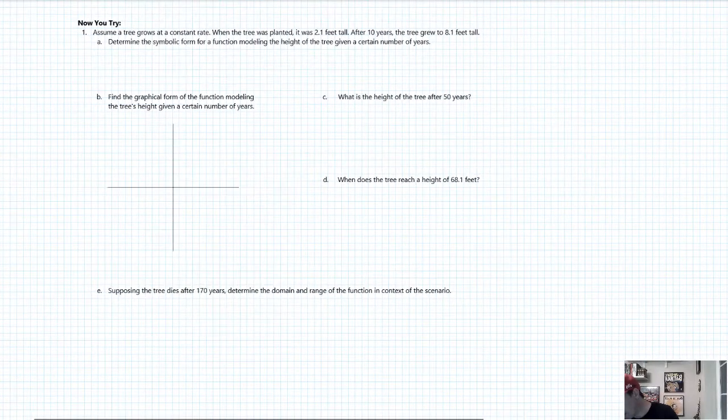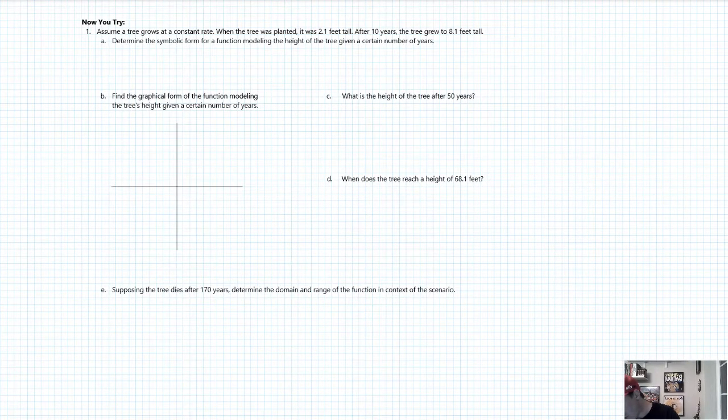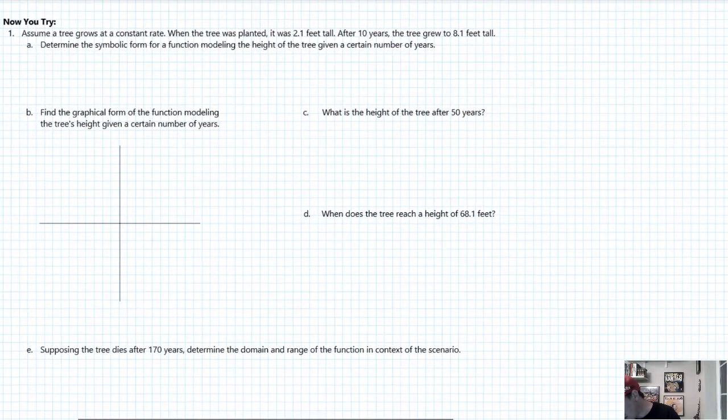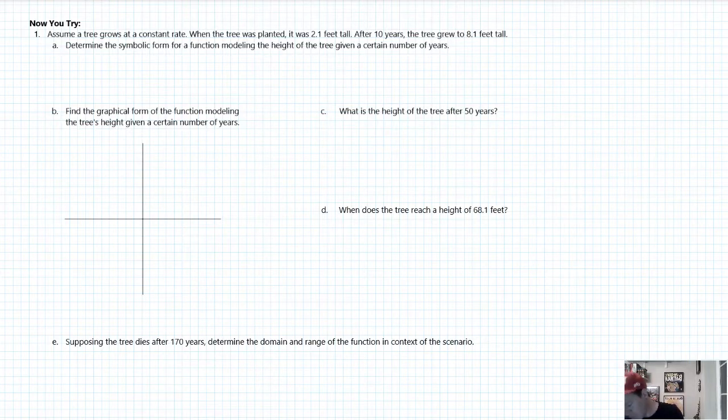The problem says to assume a tree grows at a constant rate. When the tree was planted, it was 2.1 feet tall. After 10 years, the tree grew to 8.1 feet tall. We're going to start by determining the symbolic form for the function modeling the height of the tree given a certain number of years. So let's make a quick table of values here. At time 0, when we first plant the tree, it's 2.1 feet tall. And let's name this h of t for height. And so after 10 years, the tree is now 8.1 feet tall.